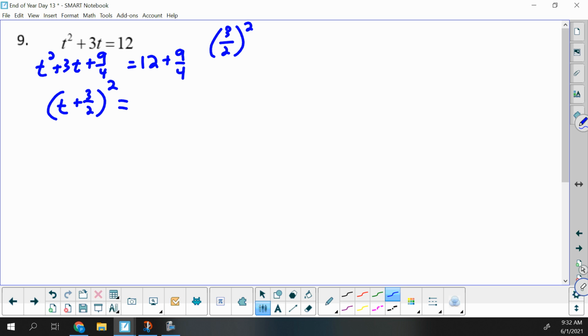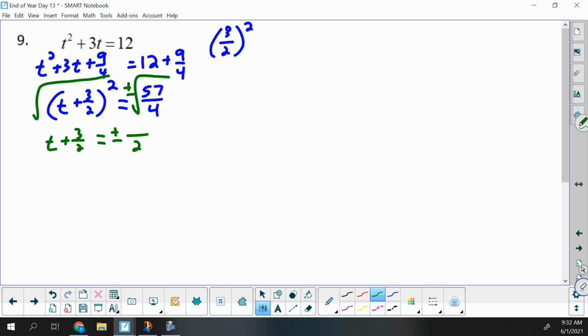The right side you can just punch in your calculator, and we get 57/4. We'll take the square root of both sides, remembering to put plus and minus in front of the radical where we did not have the squared. This is going to be t plus 3/2 equals plus and minus, and this is where it's a little different. Square root of 4, that's nice, is 2.